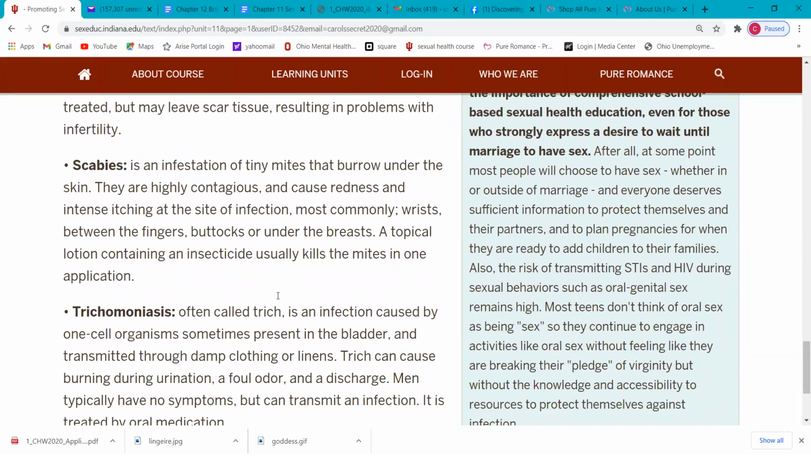Scabies. It is an infestation of tiny mites that burrow under the skin. They are highly contagious and cause redness and intense itching at the site of the infection. Most commonly, between the fingers, buttocks, or under the breasts. A topical lotion containing an insecticide usually kills the mites in one application.